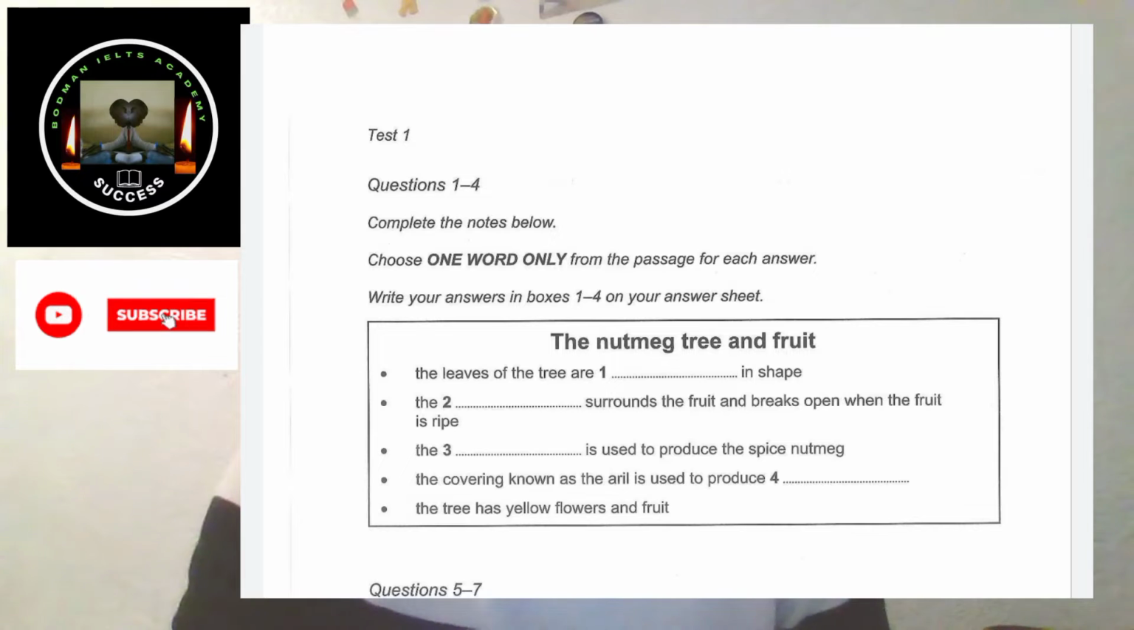What do I mean? Most filling the gap without option used to have a title. If you look at this one now, the question has a title, the nutmeg tree and fruit. Don't forget, we didn't read the passage. You don't have to read the passage. Just go straight to the question. If you have been following my classes, you know that I told you not to bother about the passage at first. Just go straight to the question.